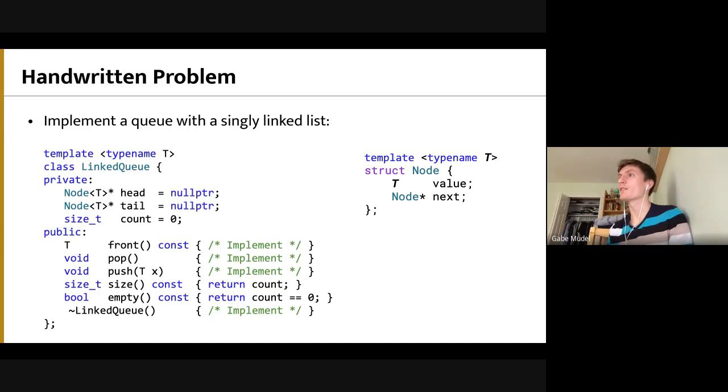To clarify, the linked queue is the handwritten problem. Anagrams is just for our practice. Yeah, we want to be doing linked queue.